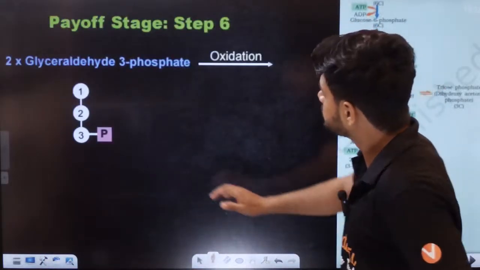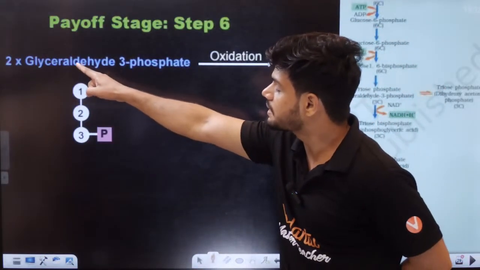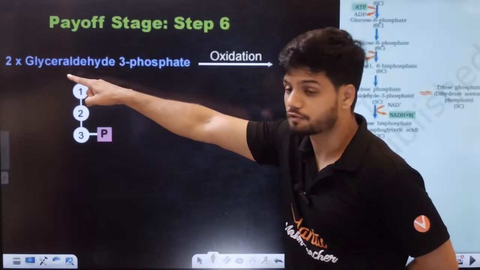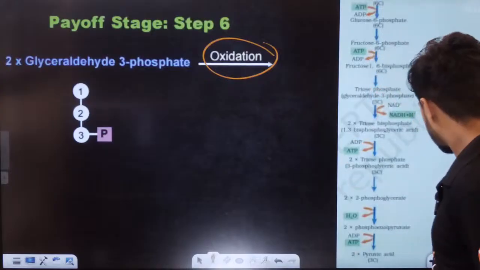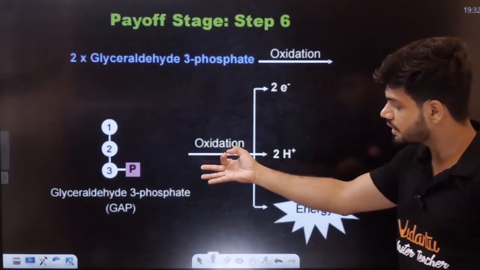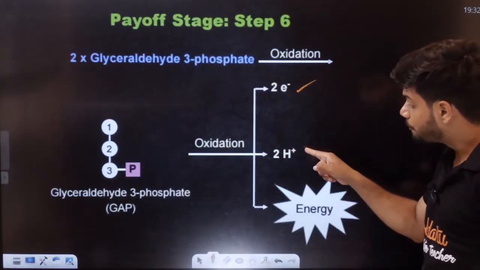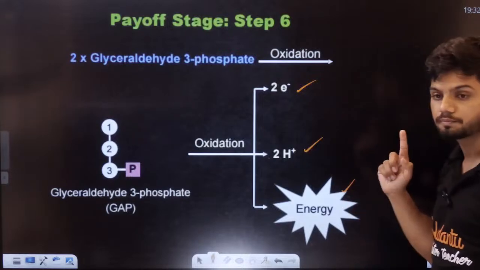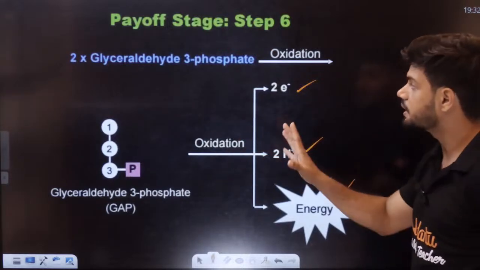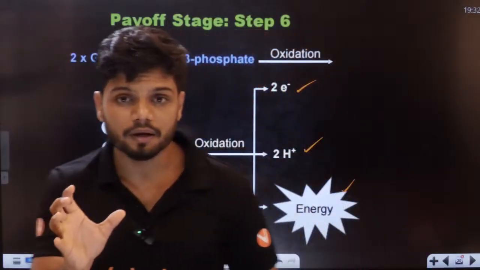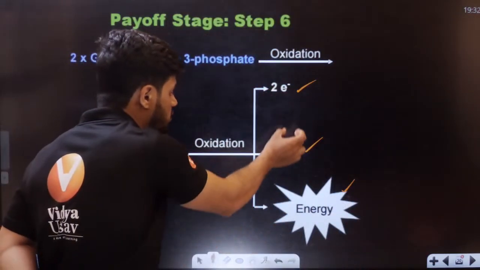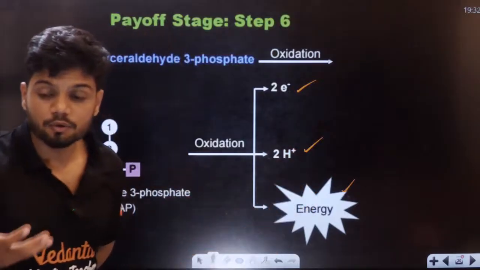Say students, this entire GAP, glyceraldehyde 3-phosphate, 2 molecules of it, undergoes oxidation right now. Once it undergoes oxidation, electrons are released, protons are released, energy is released. Now students, I want all of you to understand what will happen to these electrons, protons, and energy.